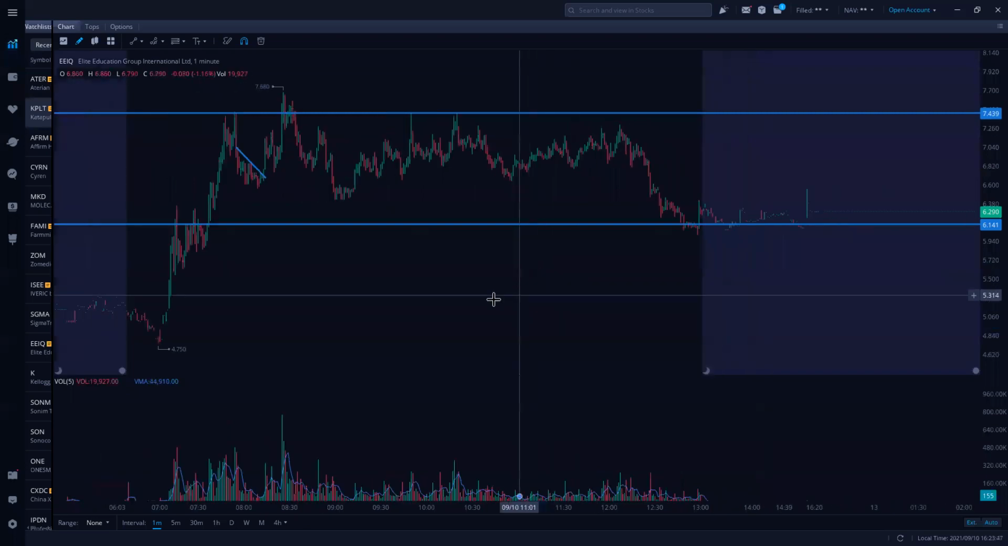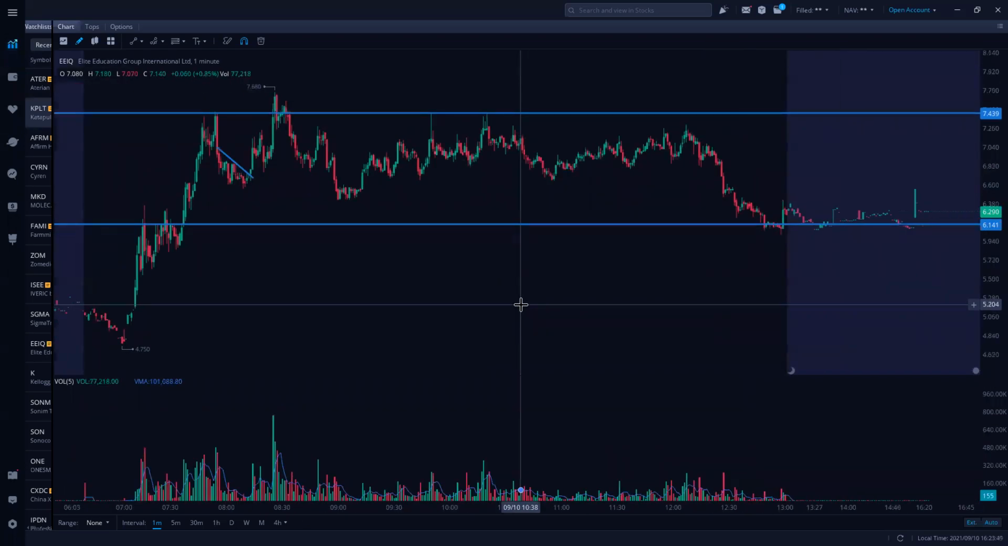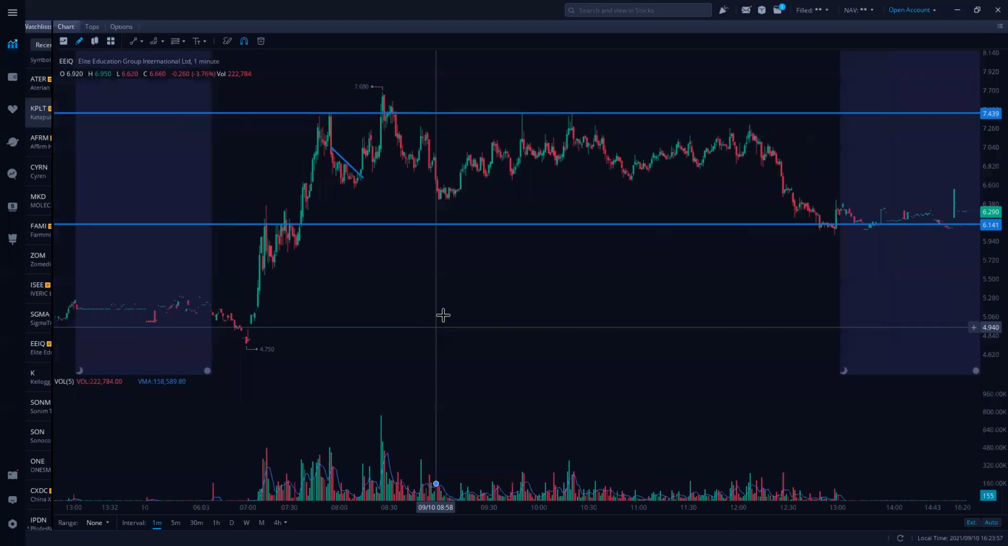Let's see something. Okay. Yeah, so I don't think this had any news or anything, but it's just this really thin stock, low flow, always running for no reason. Just happens.